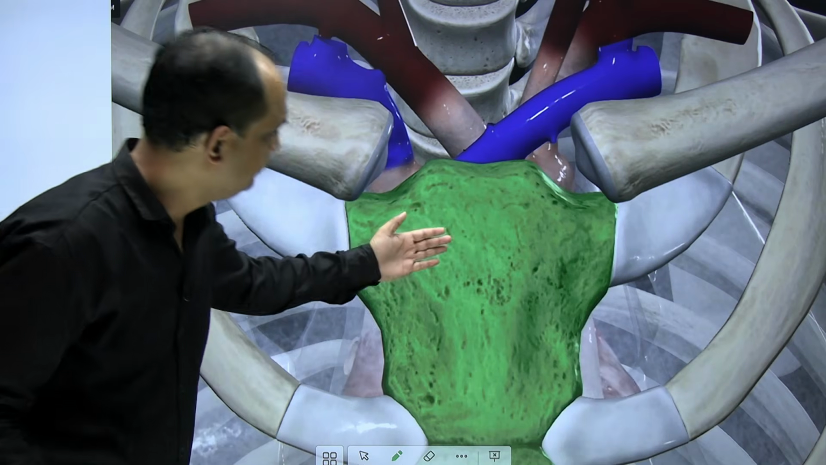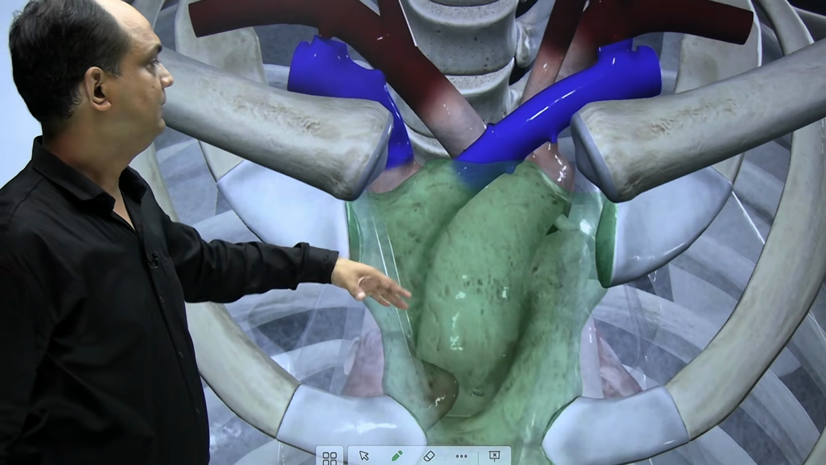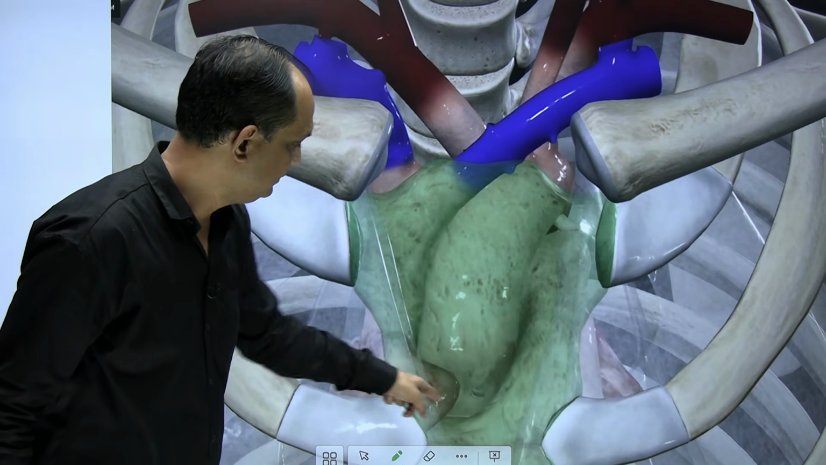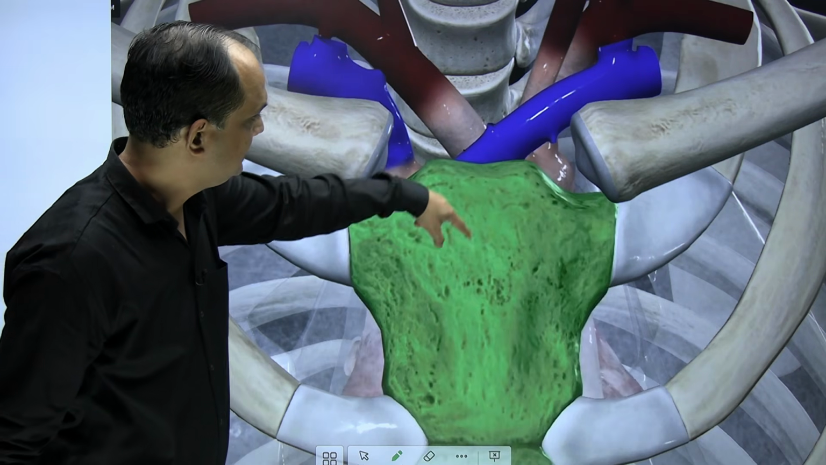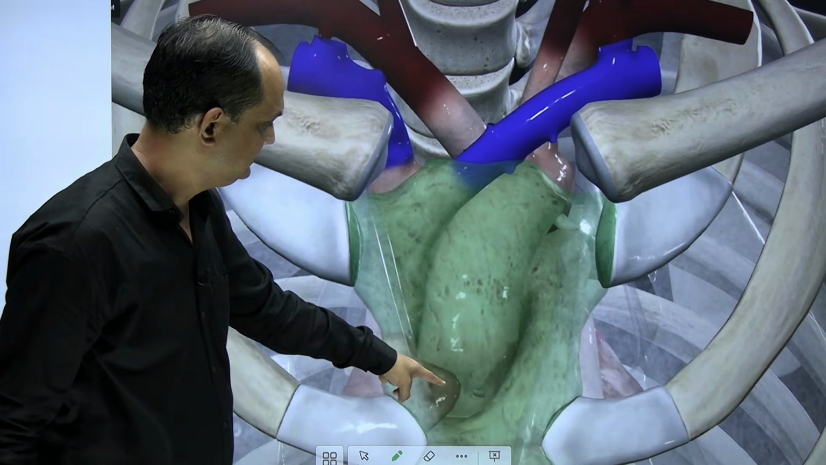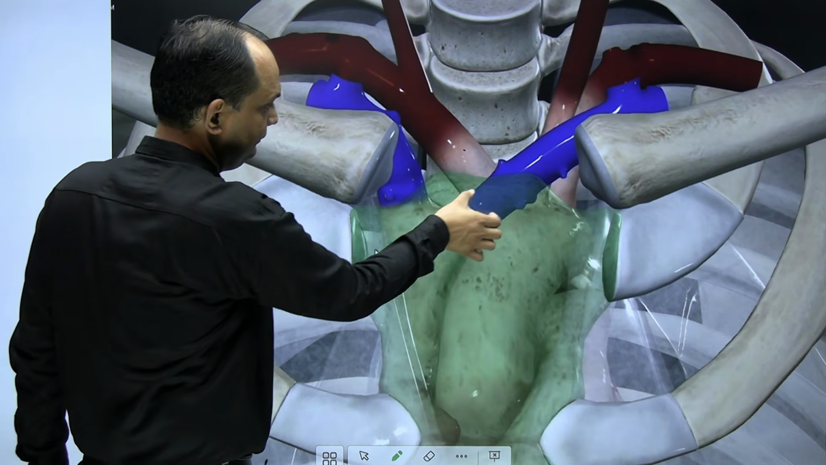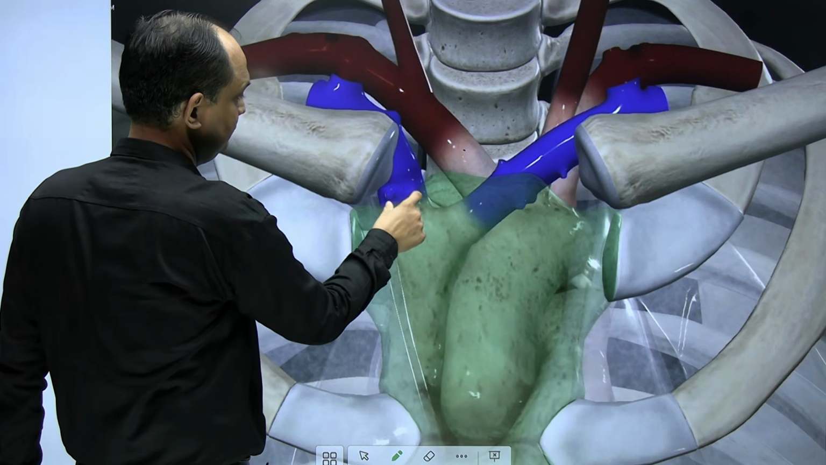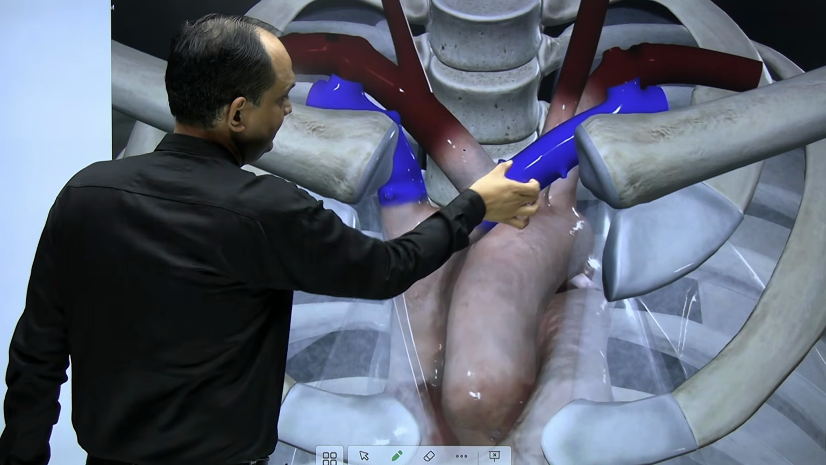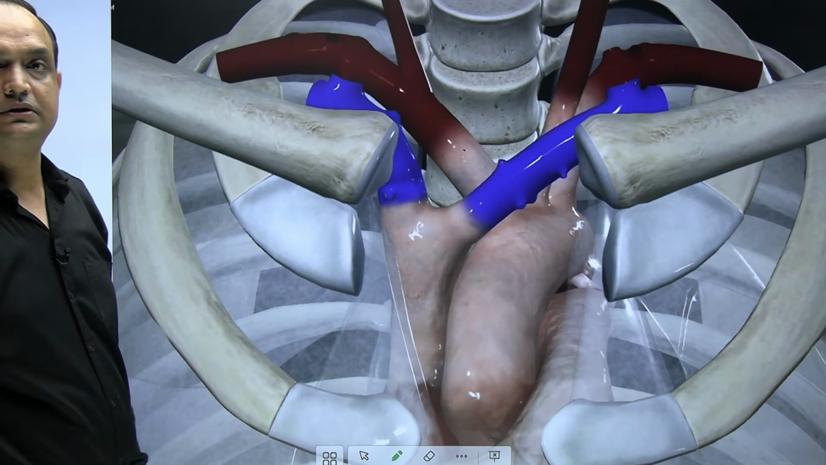So if you remove the sternum, things become clearer: this is your arch of aorta, and this arch is going like this. Here you can see the arch of aorta, and you can see that the left brachiocephalic vein is longer as compared to the right, and that's why the left brachiocephalic vein comes in contact with the sternum.